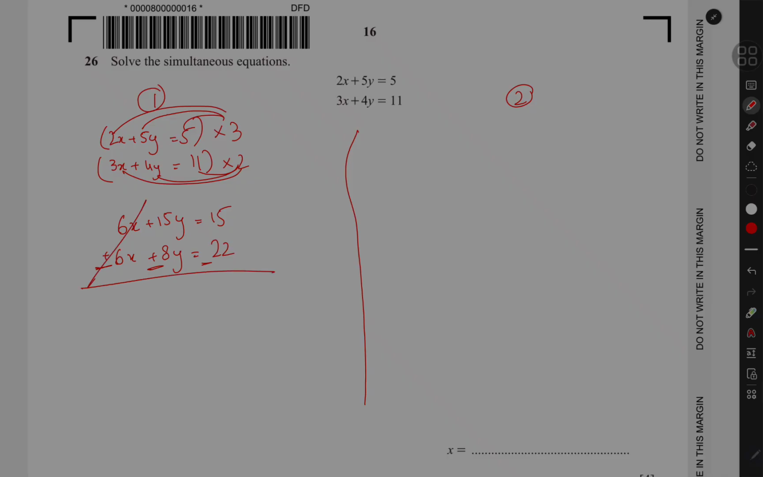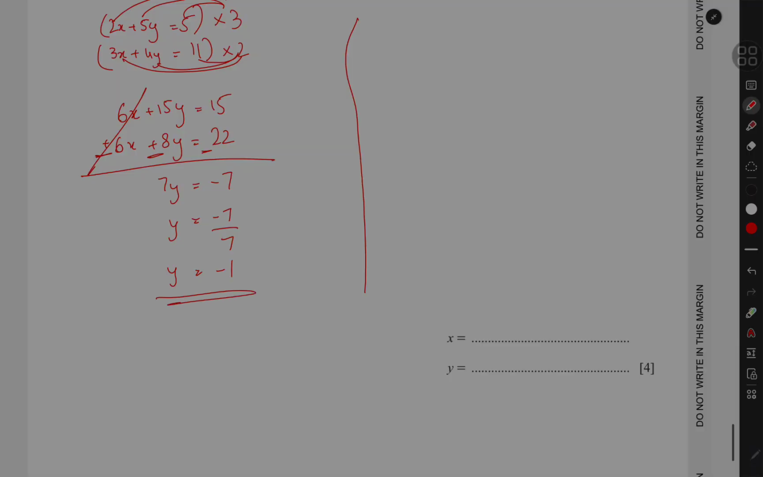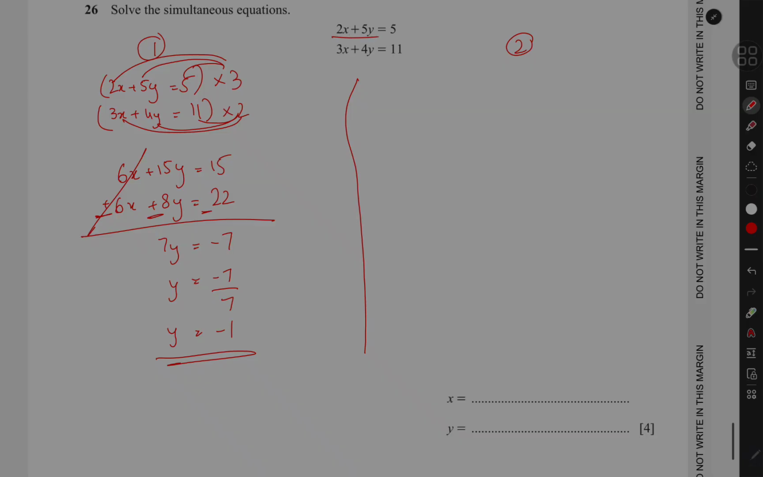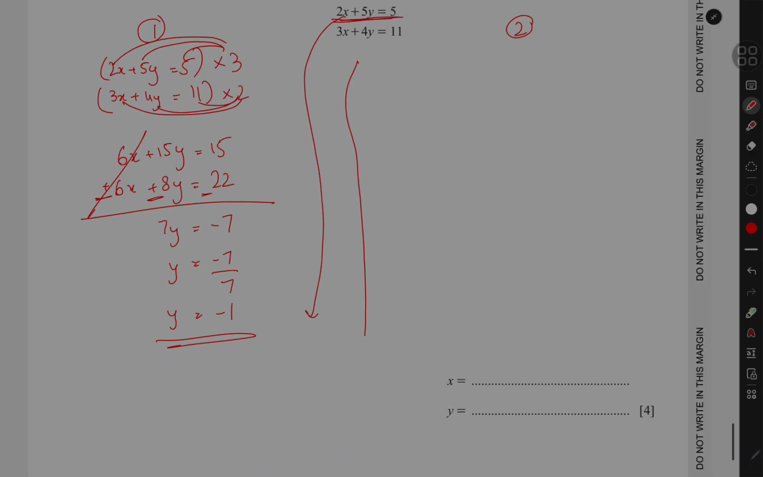Plus 6x minus 6x, that gets rid of everything. 15 minus 8, that would be 7y, equal to 15 minus 22, that would be negative 7. So y is equal to negative 7 over 7, y is equal to negative 1. Now I have the value of y, I need the value of x. So let's take this equation and get the value of x.